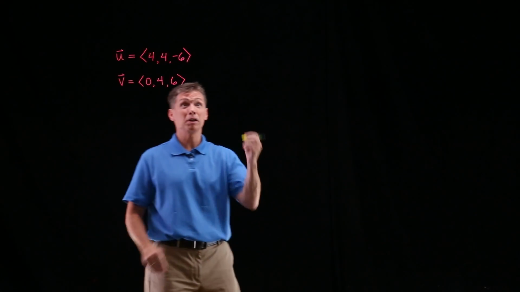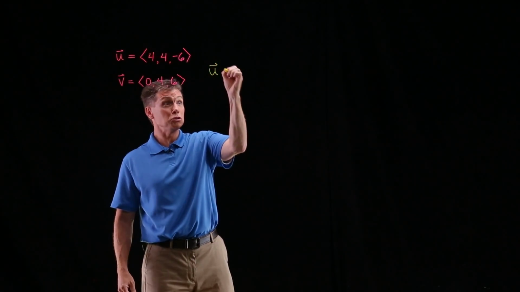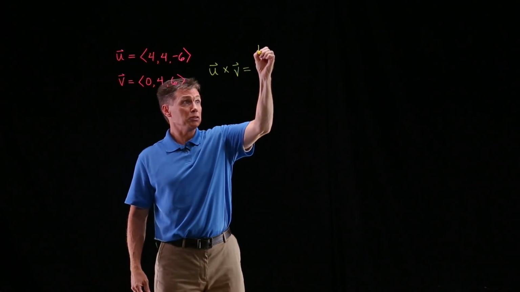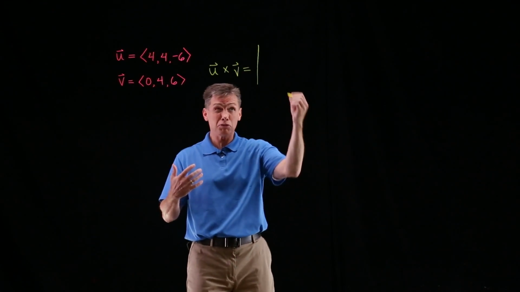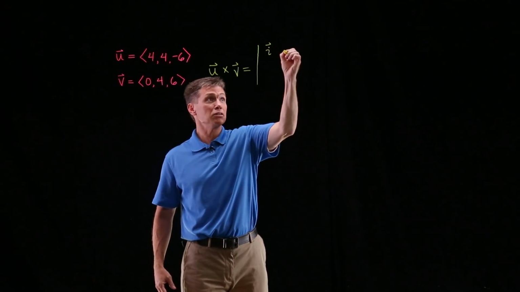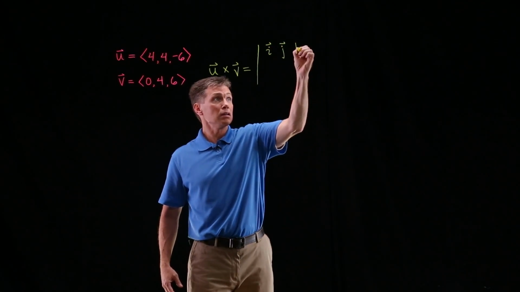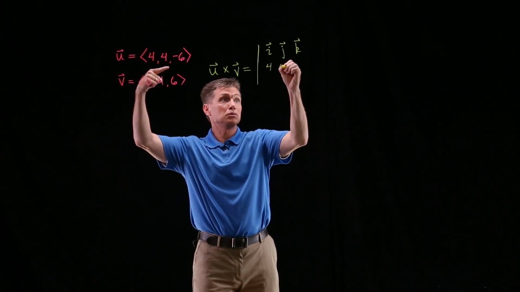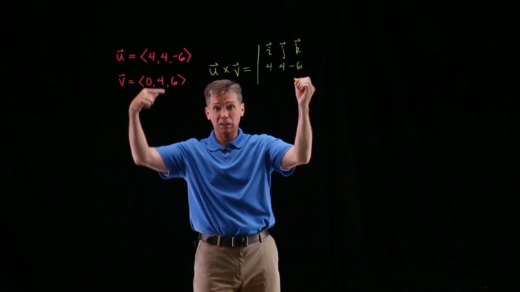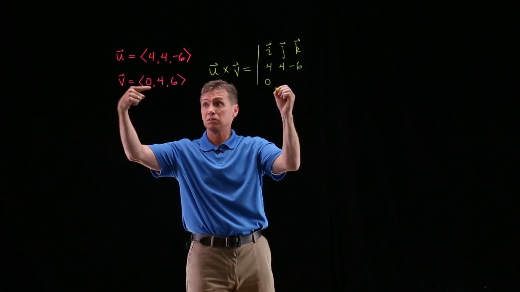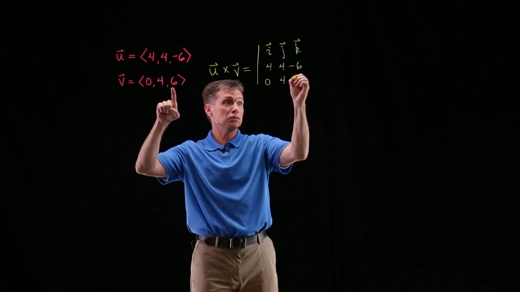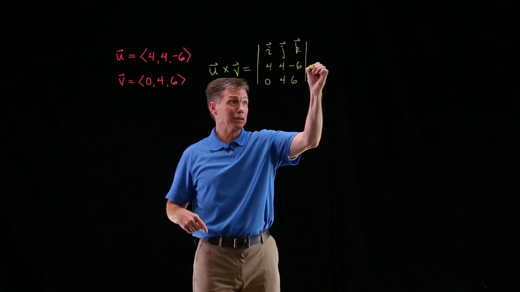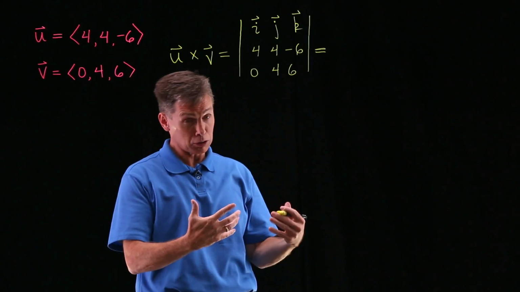All we have to do is jump right in and do our usual cross product work. What I would typically do is set up this determinant form where I have i, j, k in the top row, then these components 4, minus 6 in the second row, and then 0, 4, 6 in the third row. And then we go into our cofactor expansion work to find the cross product.